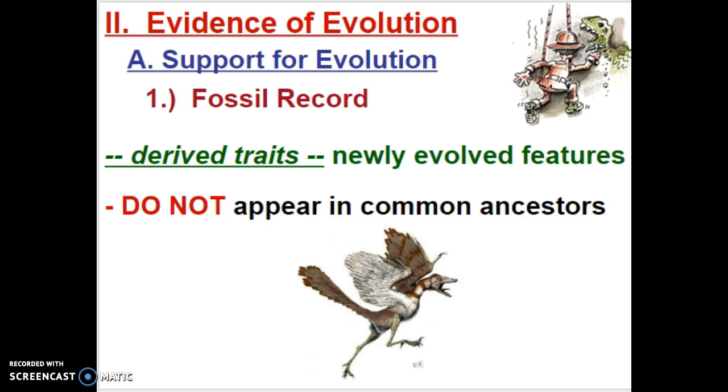So we can take a look at different traits that are found along lines of descent in the fossil record. Derived traits. These are considered newly evolved features in a line of descent. Derived traits will not appear in a common ancestor. A great example of derived traits would be feathers for birds. Birds are a descendant of the dinosaurs. Dinosaurs do not have feathers, but birds do. They are an outgrowth from the scales of the reptile. So feathers would be considered a derived trait because they are newer.